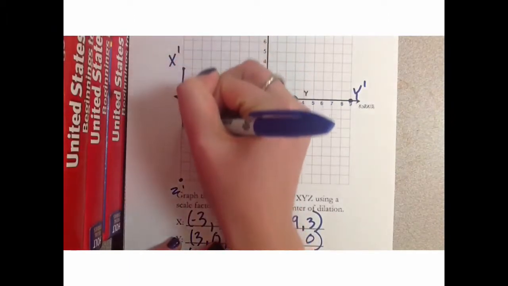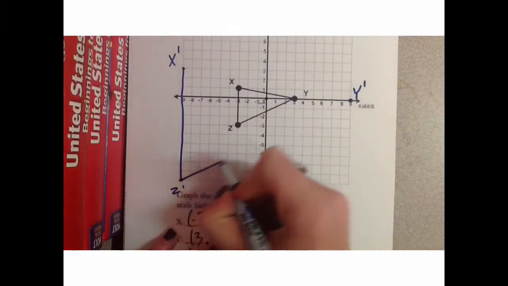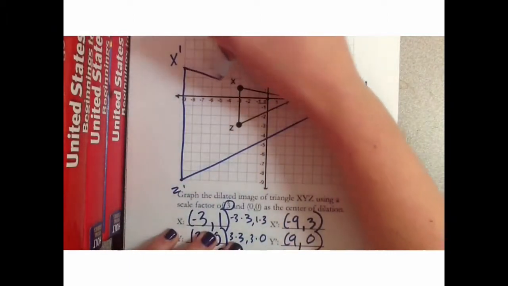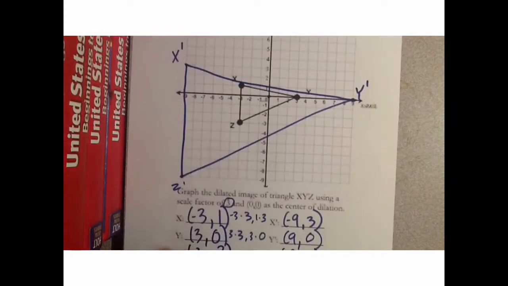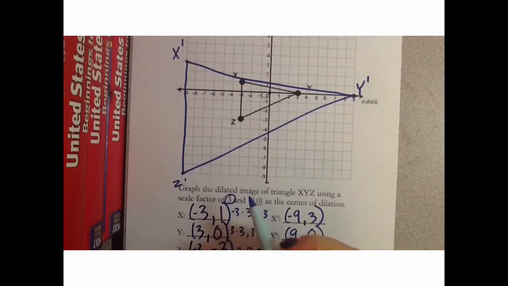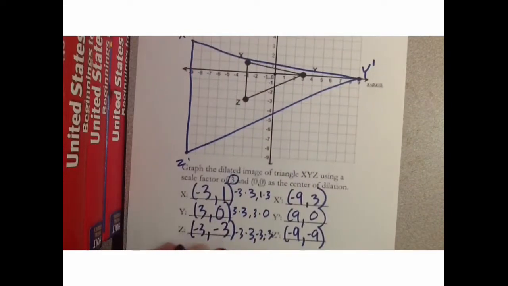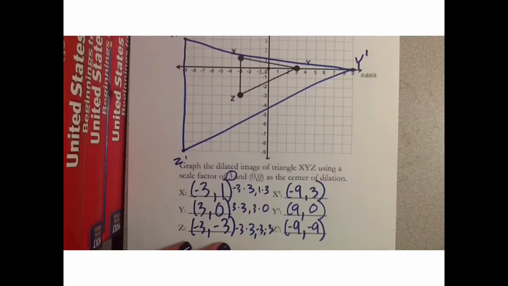My last step here is I'm just going to draw the lines, connect my triangle, and as I can see, since my scale factor was larger than 1, I made this triangle a lot bigger. I just enlarged it. All right, that's going to be our first example. Let's move on to our second one.